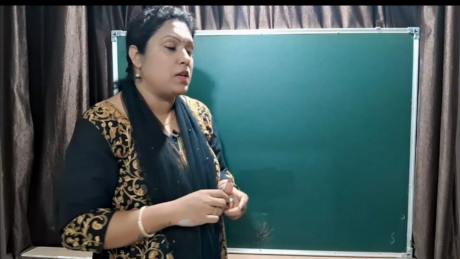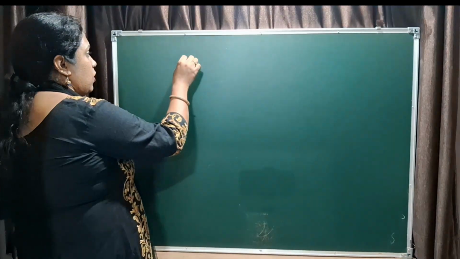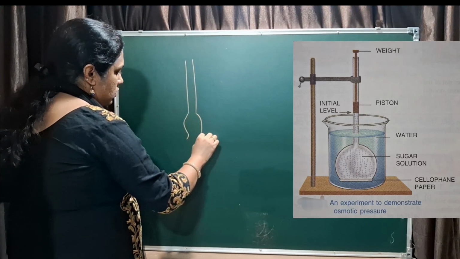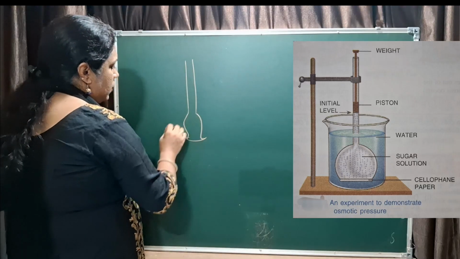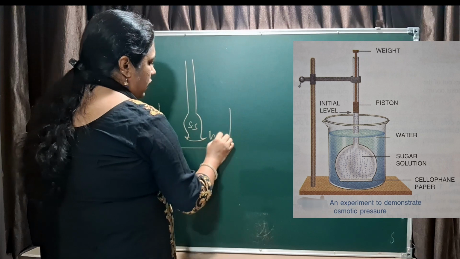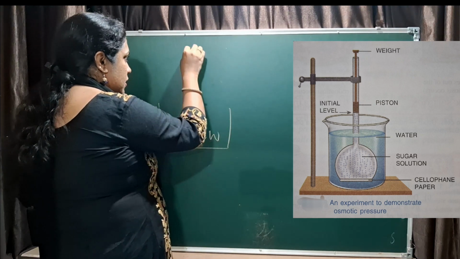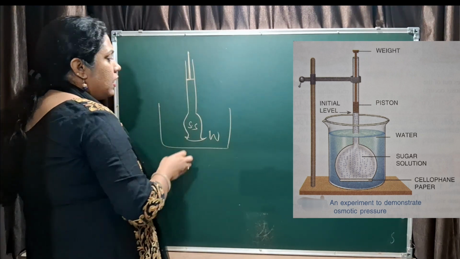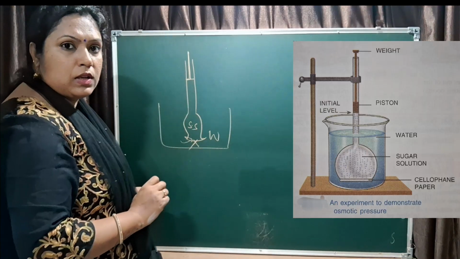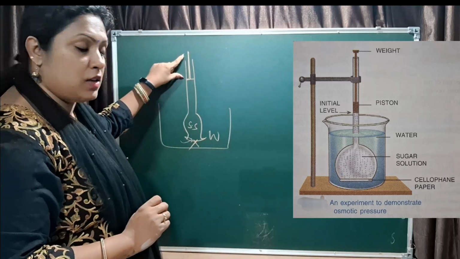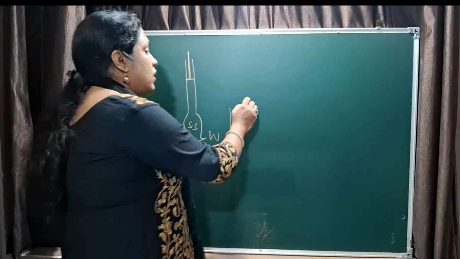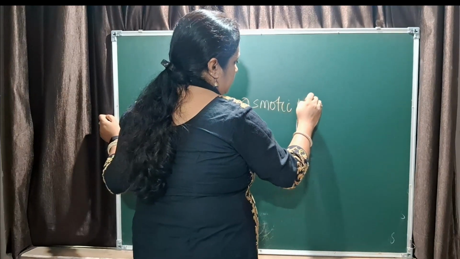In the same experiment which we have seen till now, I have used a thistle funnel with a cellophane paper tied to it, and it had a sugar solution, and here you had water, correct? If I apply pressure here, then a time will come when the water molecules will stop moving. The pressure required to stop the process of osmosis is defined as osmotic pressure.